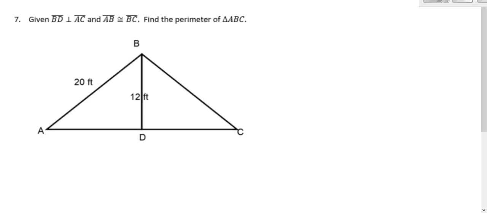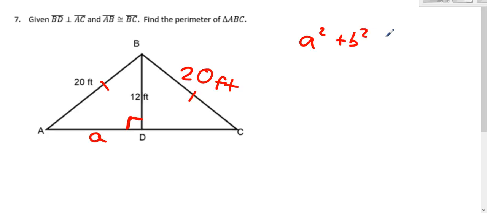Number 7 here, BD is perpendicular to AC. And AB is congruent to BC. So since AB is 20, BC is also 20 feet. And since this is perpendicular right there, that means we can use the Pythagorean Theorem to figure out what the other side is. A squared plus B squared equals C squared. The only one that matters about that is C. C is the slanted one. C is the 20, the biggest number.